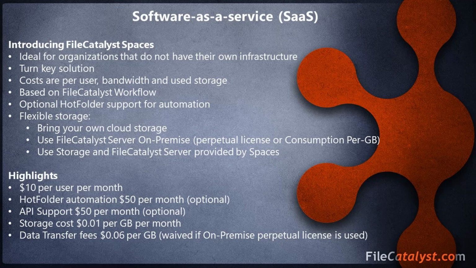The last option that we're launching soon will be FileCatalyst Spaces. We'll provide you everything: the infrastructure, the networking, the storage. It's a turnkey solution. You just pay a monthly fee, and per additional user you pay about $10 per user per month. You can add hot folder automation to it. You can add API integration. And then you pay a penny per gig per month for storage, and you pay 6 cents per gig transferred. Of course, if you're connecting to your own existing on-premise perpetual license, then this fee is waived because you're already on that license. This is probably going to be coming out in December this year as software as a service, and it's going to be called FileCatalyst Spaces.